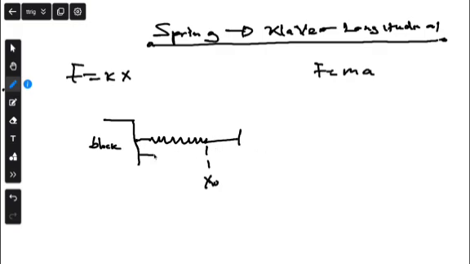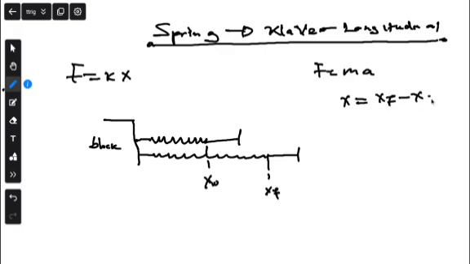So at least it's going to move a bit, something like this, up to this point here where we're going to say this is the extension, the final extension, meaning to say that extension is equal to change in final minus change in initial. This one is also very, very important to understand.